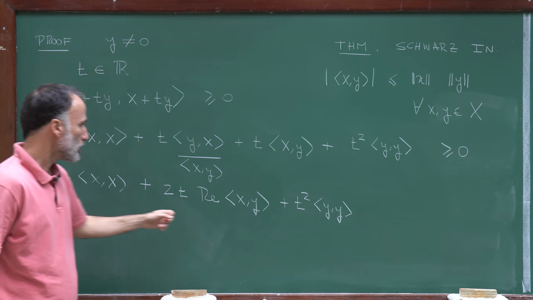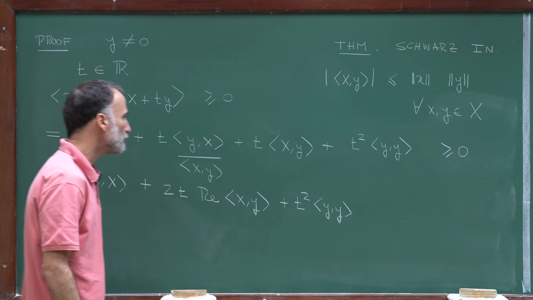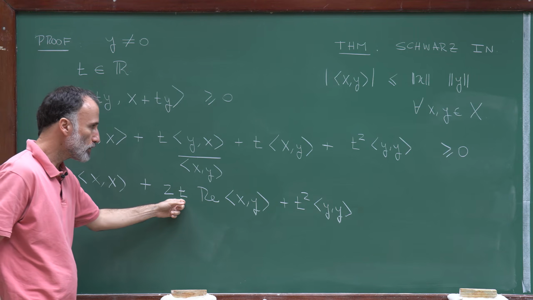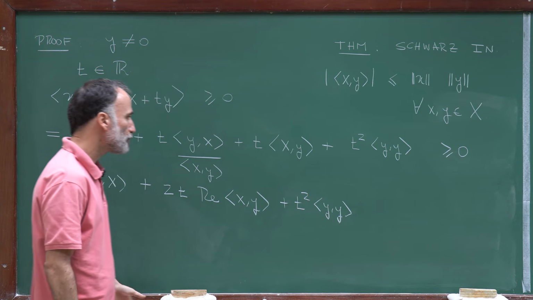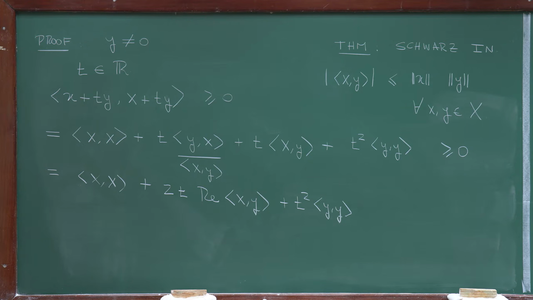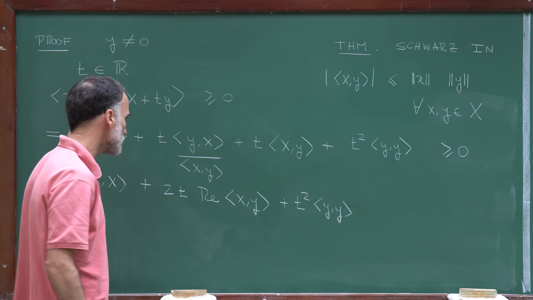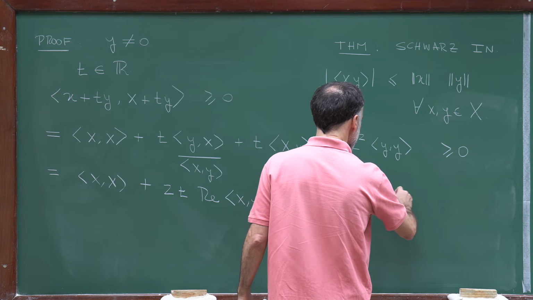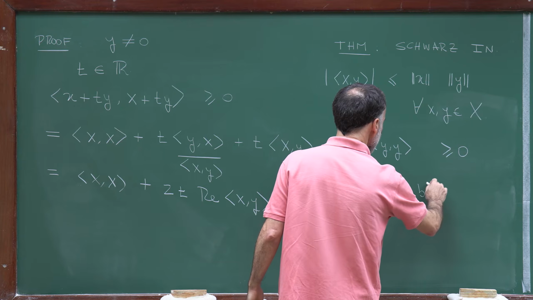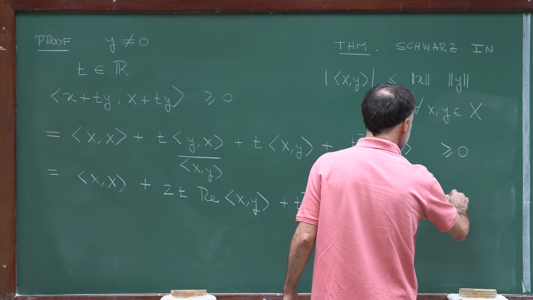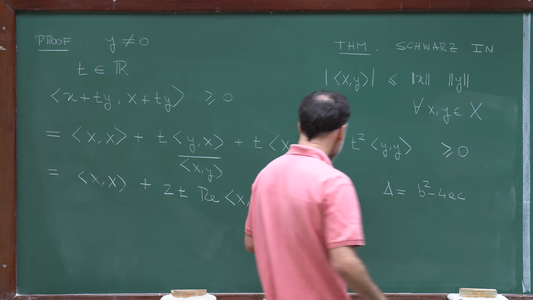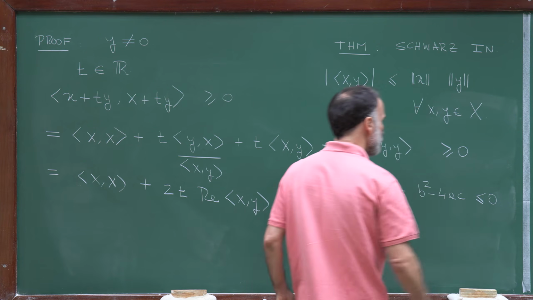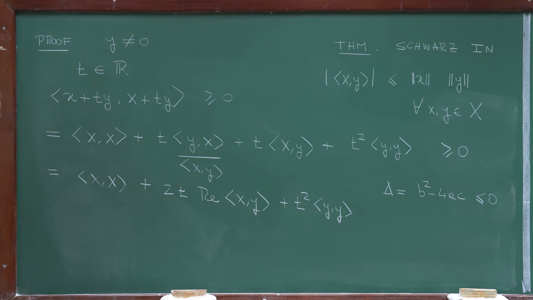This is a real number. So as a function of t, it's a polynomial of second degree with real coefficients, and this is always non-negative. So this means that if you compute the delta, which is, remember, b squared minus 4 times ac, since this is always non-negative, this delta has to be non-positive.